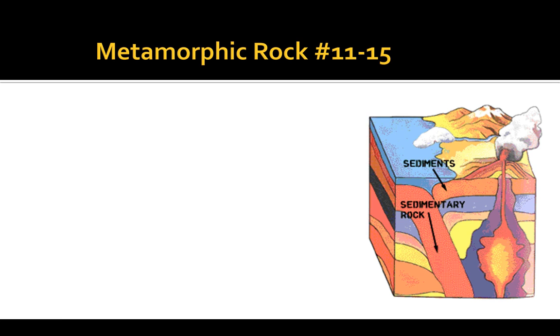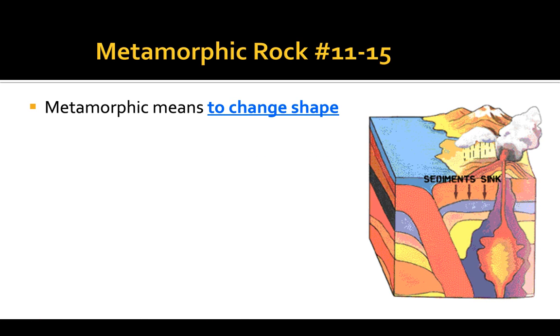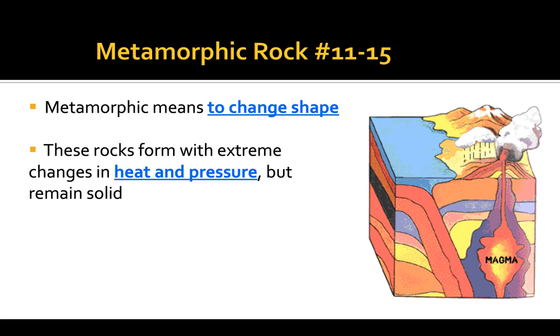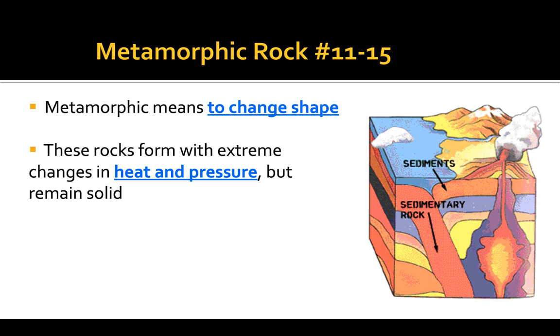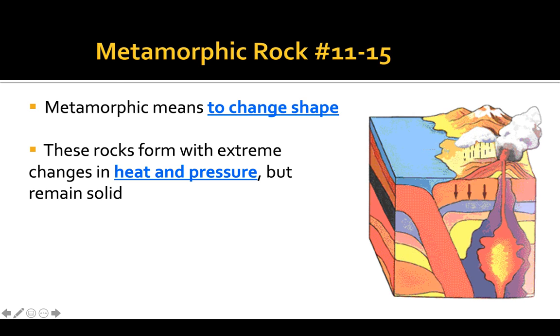Metamorphic rocks are our third type of rocks, and they are going to form because of heat and pressure. So metamorphic means to change shape. Think about a butterfly, they go through metamorphosis. Okay, so these are rocks that are going to change in some way. So when we expose rocks to either extreme heat or extreme pressure, but they remain solid, we get a metamorphic rock.